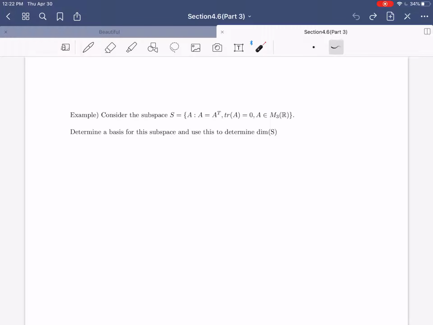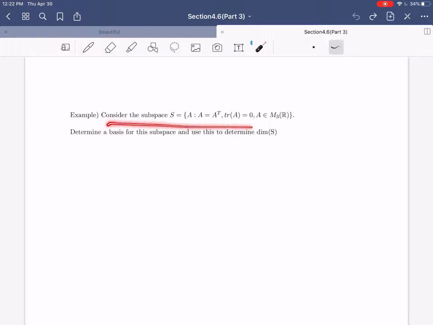For our first example, we're going to return to a subspace that we've already discussed beforehand, and we're going to try to determine a basis for this, and then use this to determine the dimension. The subspace we're going to talk about here is the space of matrices that are symmetric, A equals A transpose, and that have a trace equal to 0, and happen to be 3 by 3 square matrices.